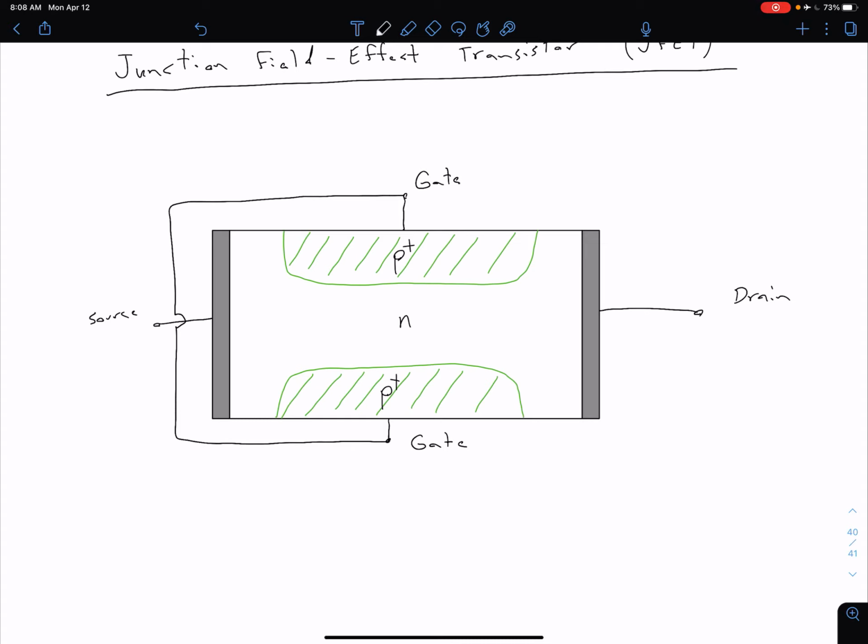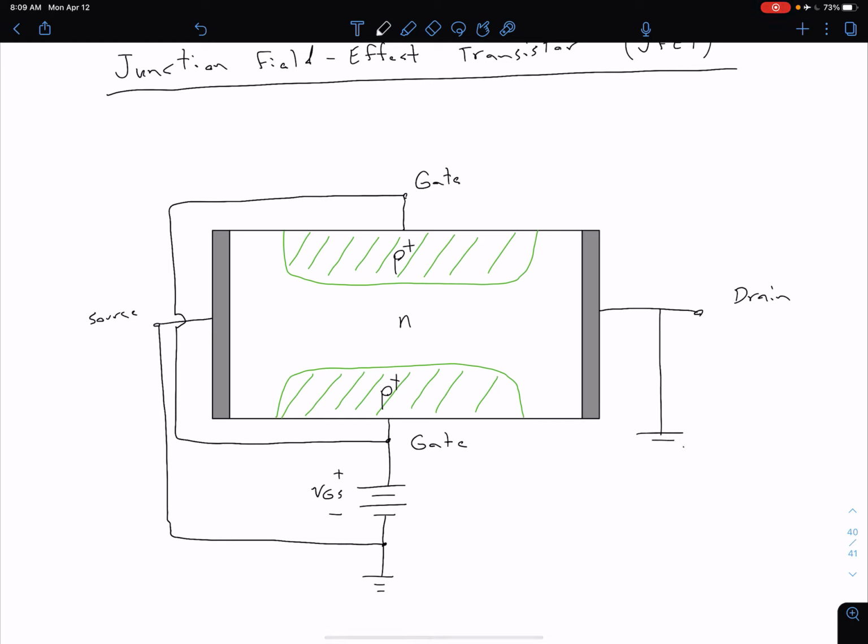Now as we start talking about biases, let me go ahead and add some batteries in here. Let's say we have some gate to source voltage. Let's go ahead and ground our source like we have typically done with our other configuration. So let's connect that to ground. And this is then our VGS. We can also connect some potential or some battery between our drain and ground. So let's connect something like that. And this is then our VDS.